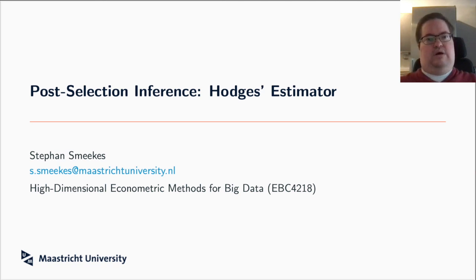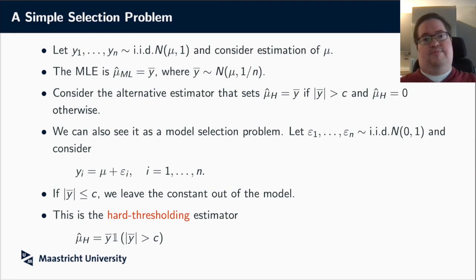In this video lecture, I will discuss the first instance where we encounter post-selection inference through the use of the so-called Hodges estimator. We're going to focus on a very simple setting to illustrate the problem. We're going to assume that we have IID data from a normal distribution, with variance set equal to 1 for simplicity, and we're going to focus on estimating the mean mu. Of course, we know in this case, we would typically estimate the mean using the maximum likelihood estimator, the sample mean. And we know that the sample mean has a normal distribution, with mean mu and variance 1 over n.